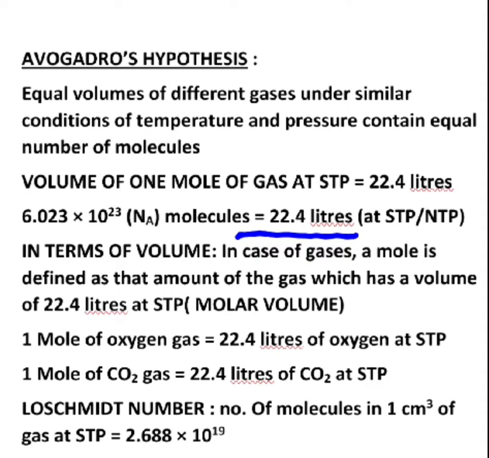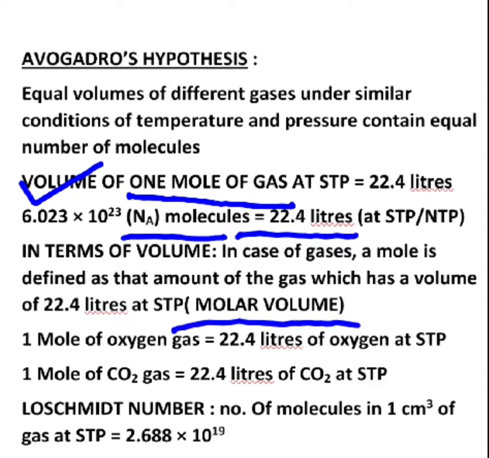So that is what we are writing here. Volume of 1 mole of gas at STP, 1 mole is equivalent to Avogadro's number, right? So that volume of 1 mole of gas at STP is 22.4 liters. That means I can say Avogadro's number of molecules is equivalent to 22.4 liters with reference to that particular gas. And this concept is called the molar volume.